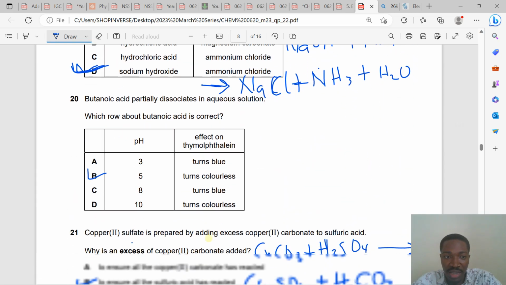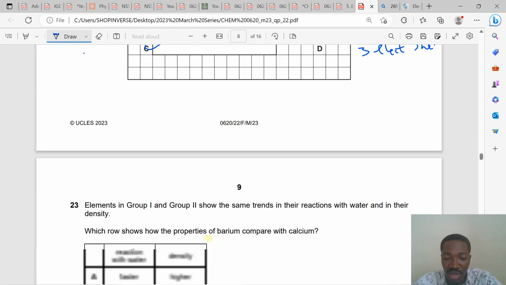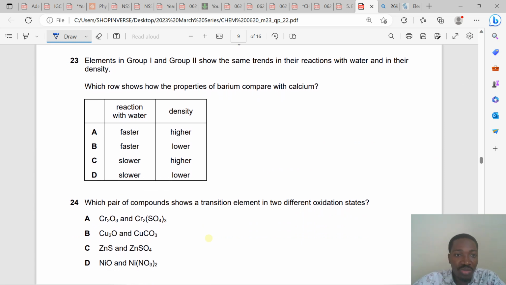So that is the property of the alkaline earth metals. We are in number 23, right? Which row shows how the properties of barium compare with calcium? Barium reacts faster with water than calcium. Then, is barium less dense? No, density increases downward, so barium is denser. The reaction with water is faster, and the density of barium is higher.